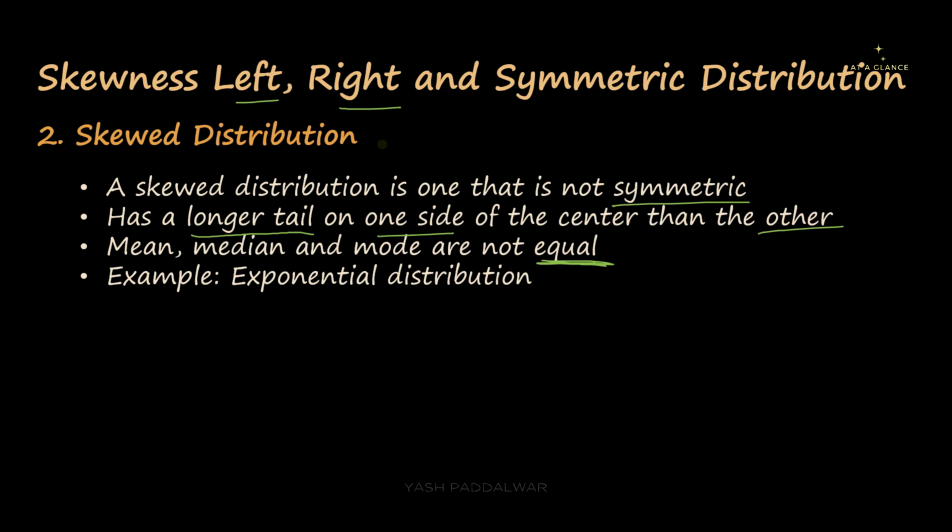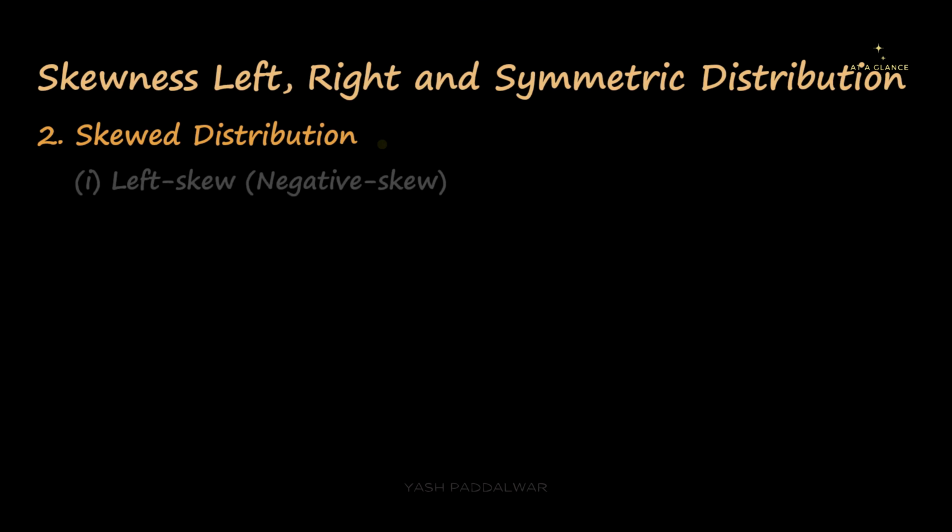First, let's have a look at the left skewed distribution. This left skewed distribution is also known as negative skew. Remember this point because it will be useful whenever we have to figure out the type of distribution with the help of some ways, which we are going to look at in the upcoming videos. So left skewed distribution is also called negative skewed distribution. Let's see what exactly it is.